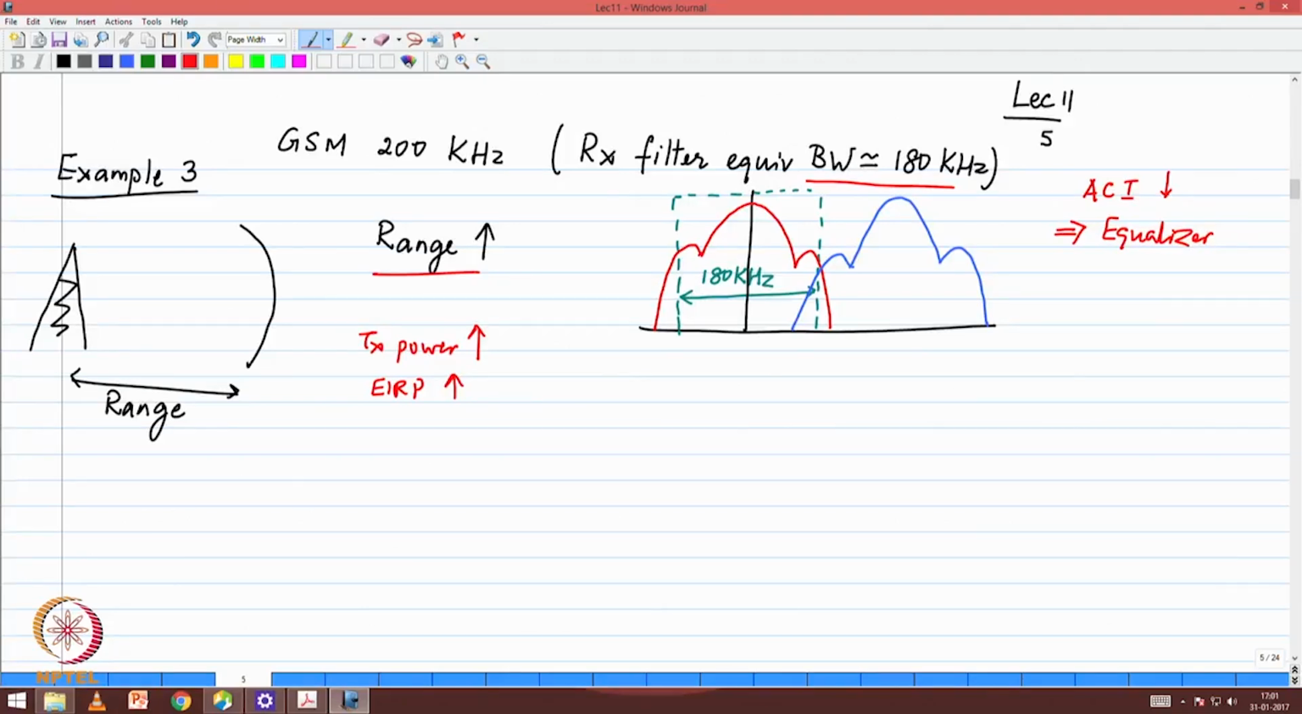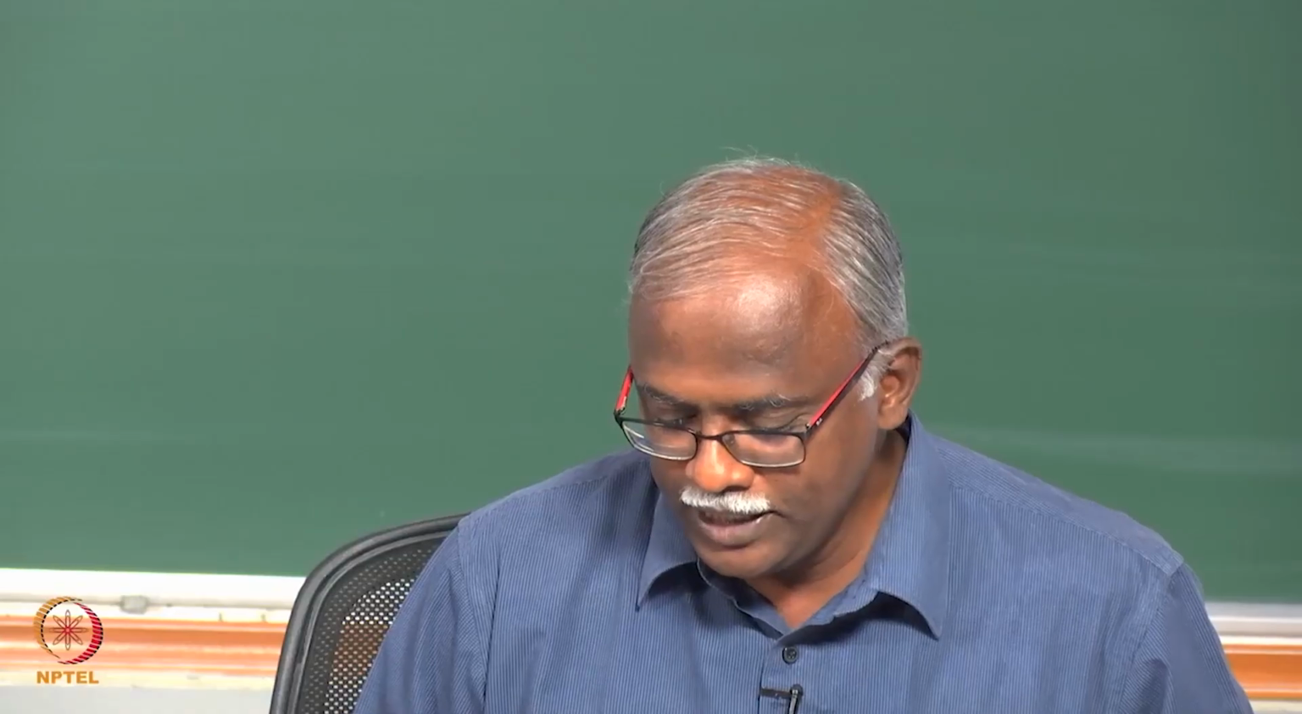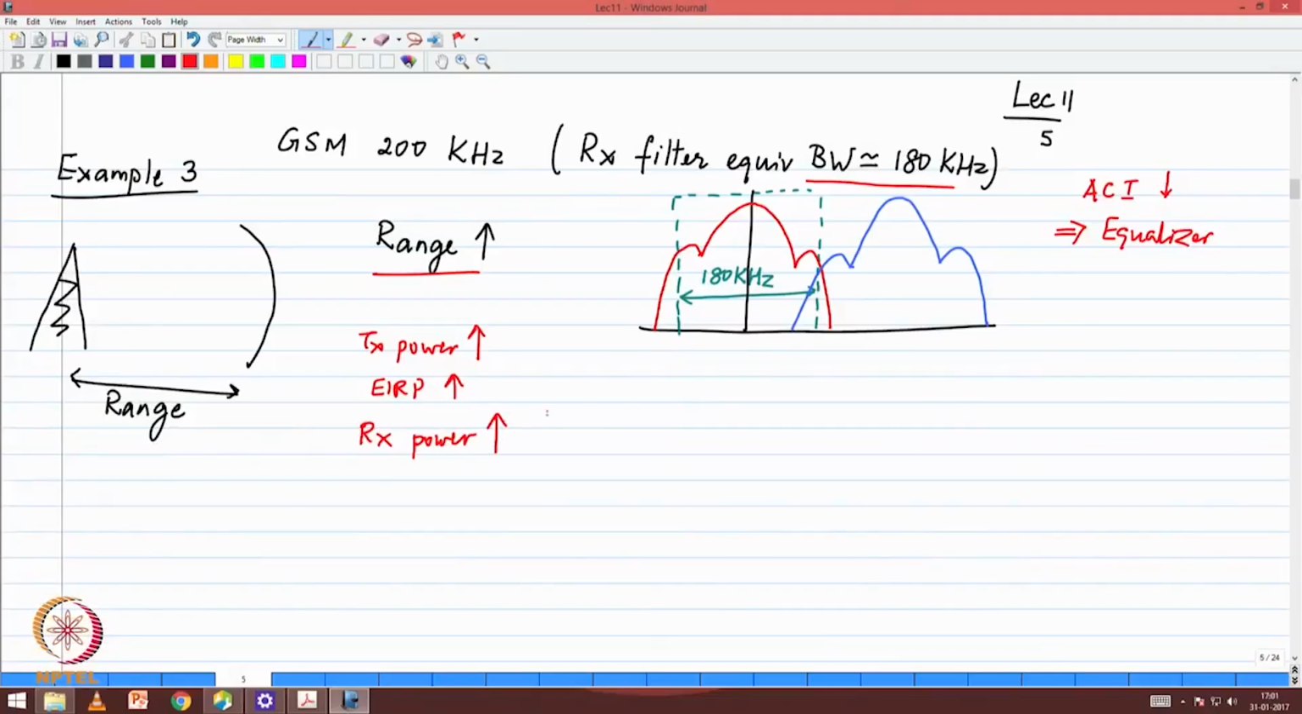What do I do if I want to improve my receive signal power? RX signal power. If I want to increase my receive signal power, what are the ways in which I can do that? I have to increase my RX antenna gain, that is one way. I have to use a low noise figure. So I can reduce my noise figure. That will effectively give me a lower noise floor, which will give me an improvement in terms of that.